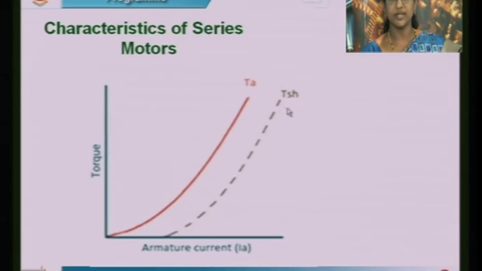We know that the armature torque we are getting is not fully available at the shaft due to frictional losses. That is why we have TSH in this format. It is always less than the armature torque. This is about the torque-current characteristics of the DC motor.